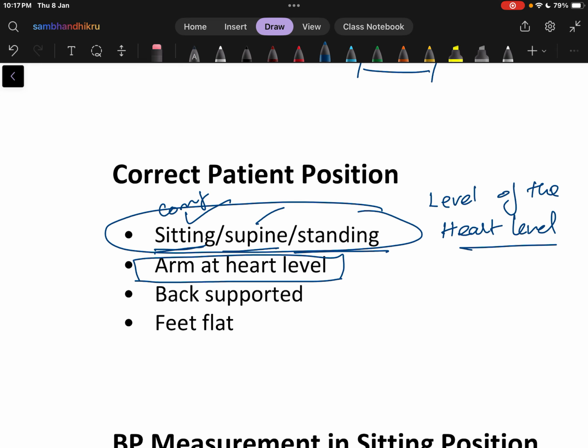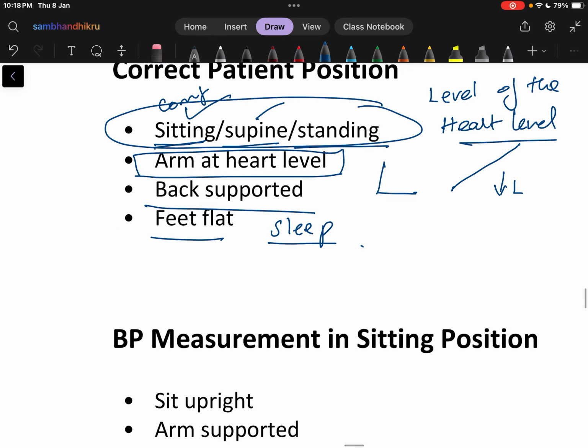The arm should also be at heart level, it should not be above the heart level. So if it is above the heart level, what happens? Falsely low BP will come. Okay, so back support must be there. Next, the feet should be flat, if they are sitting. Clear? Okay, that is the correct position.